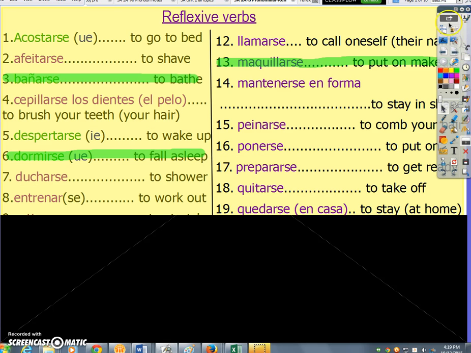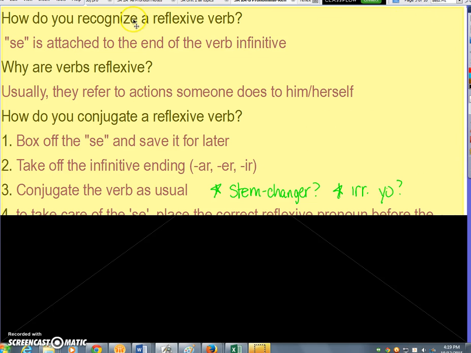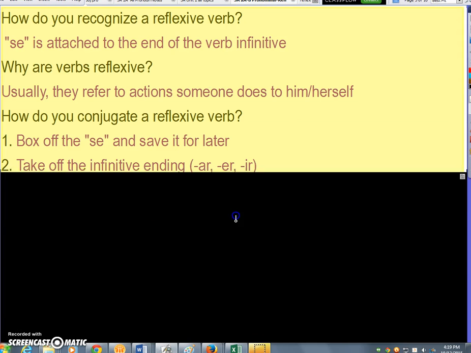Alright, so what do you already know about reflexive verbs? Well, on your pink sheet on the back, it says how do you recognize them? Well, when they're in the infinitive form, they end in se. Why are verbs reflexive? Well, in the past, they were reflexive because we were dealing with actions that dealt with someone doing something to him or herself. We're going to be learning some other types of reflexive verbs now, but that was what they were before. And how do you conjugate them? Well, you follow these 4 steps.